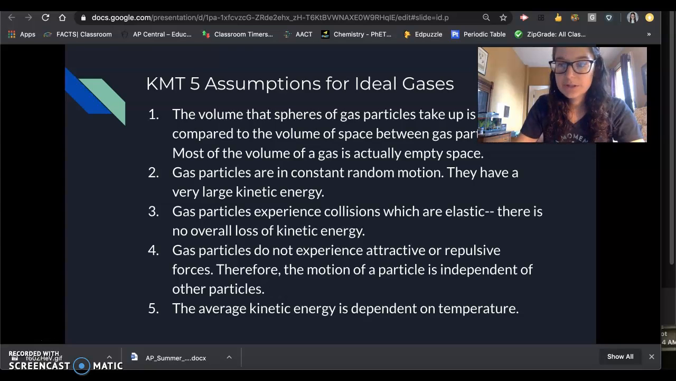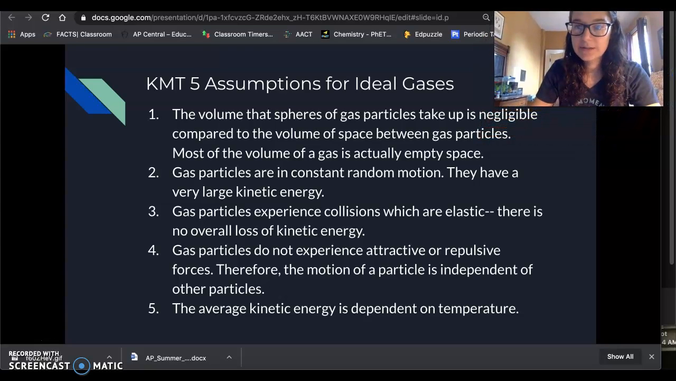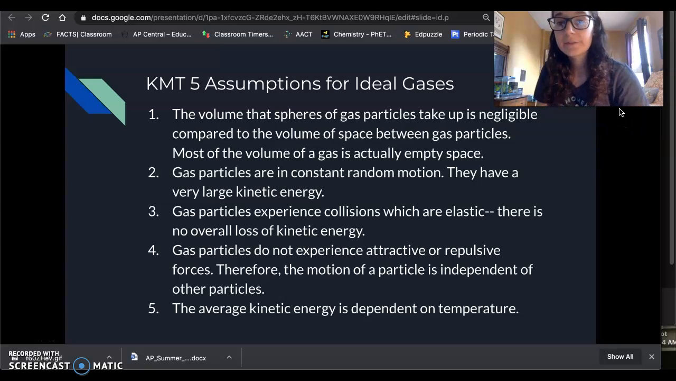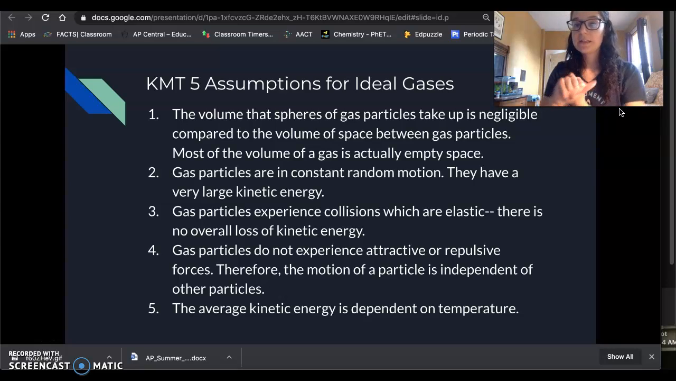So there are 5 assumptions for ideal gases based on kinetic molecular theory. The first is that the volume of the gas particles, whether they're molecules or atoms, the space that they take up is basically non-existent compared to the volume of space between gas particles. So that means that the volume that we refer to with a gas is actually made up of mostly empty space. Gas particles are in constant random motion. They have a large kinetic energy, especially when compared to solids and liquids.